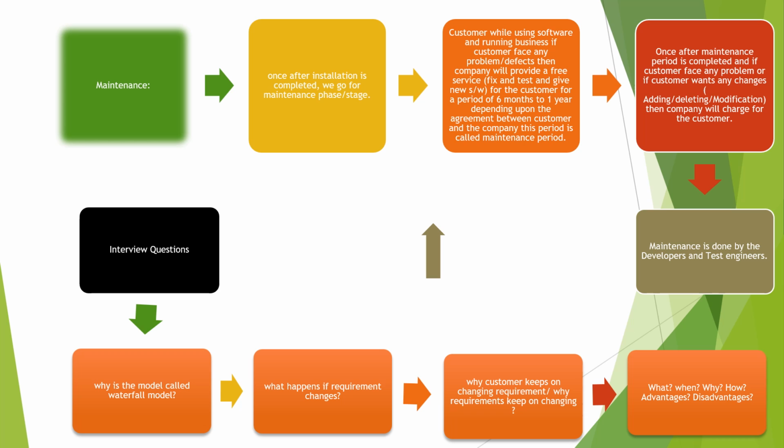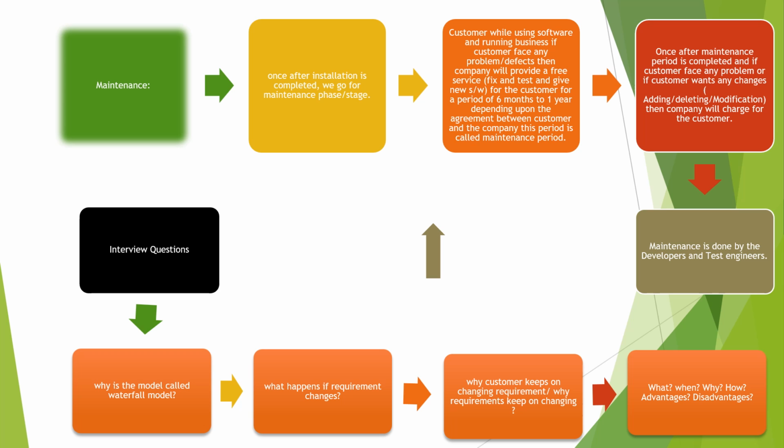We will have a contract between the software company and the customer. That contract time is called the maintenance period. If the customer is facing any problems, he will communicate to the software company. The software company will fix the defect free of cost and help the customer until the software is stable. This period is called the maintenance period.